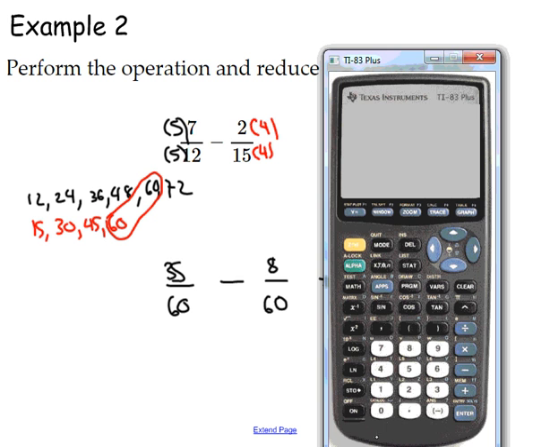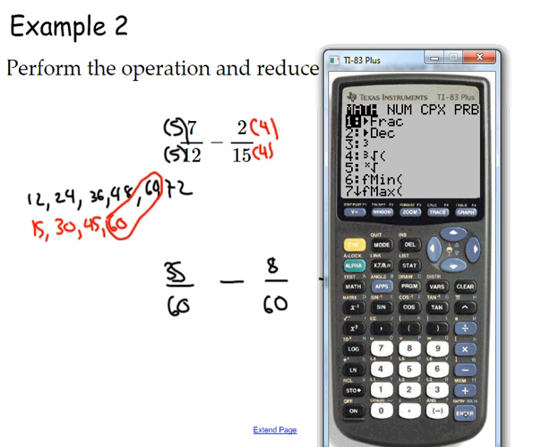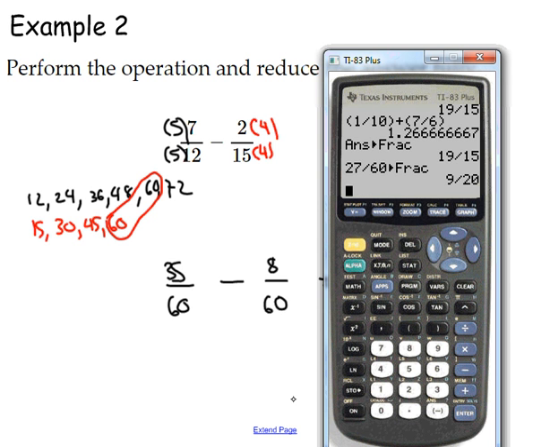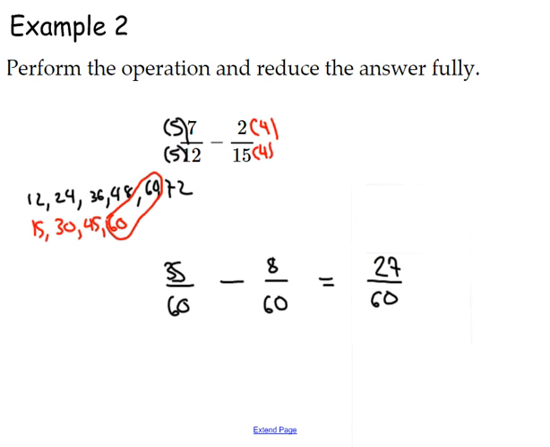Now I got to check if I could reduce it. So I type in 27 over 60. Press math. Fraction. I get 9/20. So 9/20 is my final answer.